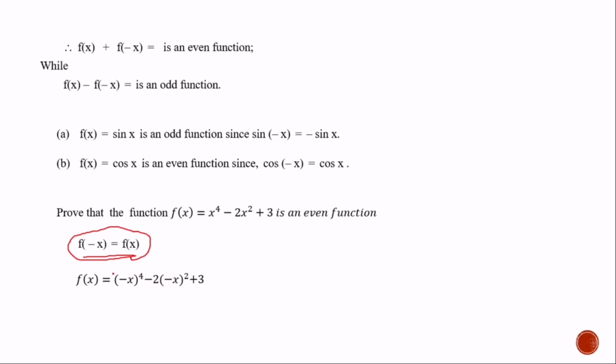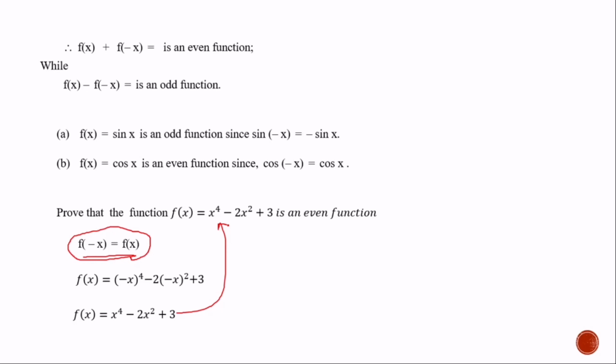So now let's do this. You know that bracket open negative x exponent 4 is the same as x exponent 4. So we don't change anything. And note this, negative x, bracket open, all squared is the same as x squared. So at the end, you are going to get the same function back. This means that what we've done here is an even function, because our answer is the same as the question given to us. So that's the whole idea about the even function.